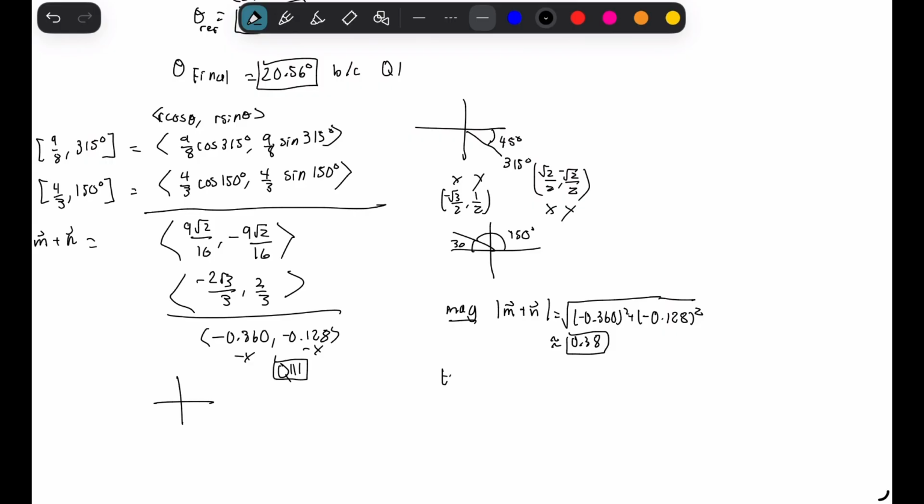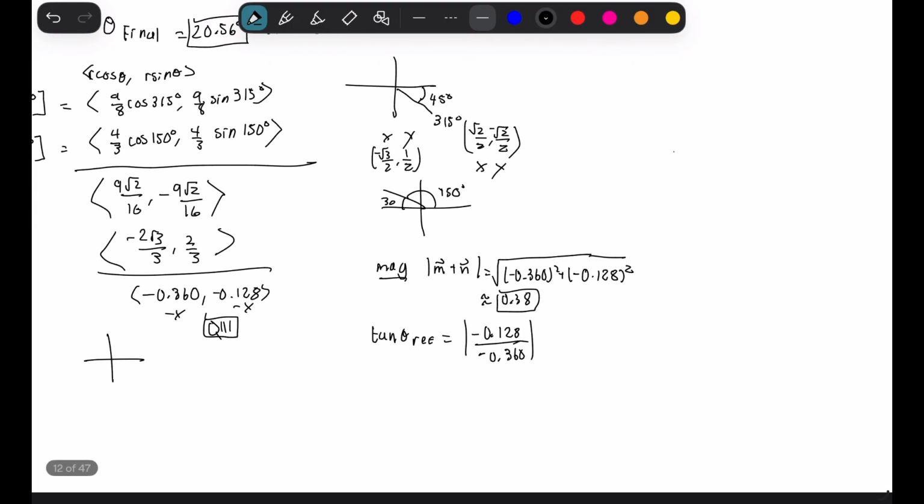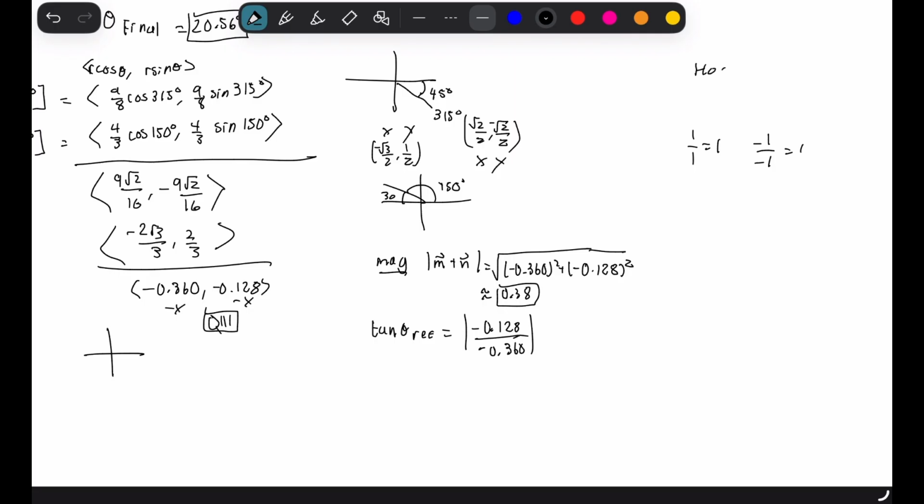Now what about a reference? This will be negative 0.128 over negative 0.360 because we have negative values, right? The reason is because when you have tangent, if you have 1 over 1 and negative 1 over negative 1, it still gives you 1. So then how do you know what the y and the x is? There is some ambiguity there.